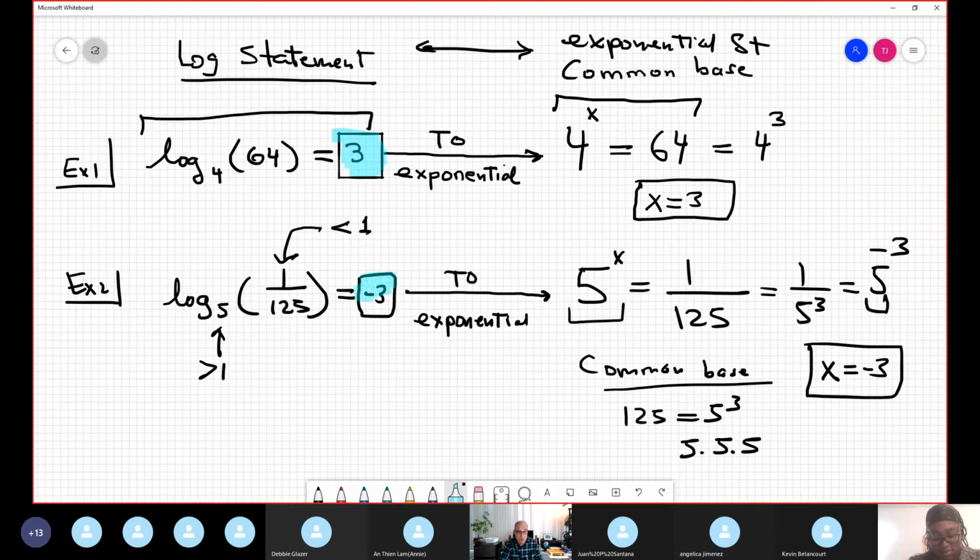One mnemonic device: the base is greater than 1. The base is always positive, never negative; that's completely illegal for the exponential. Because when the base is greater than 1 and the number in the argument is less than 1, there's a contradiction, and the exponent would be negative to fix that situation. Okay, let's see another example.